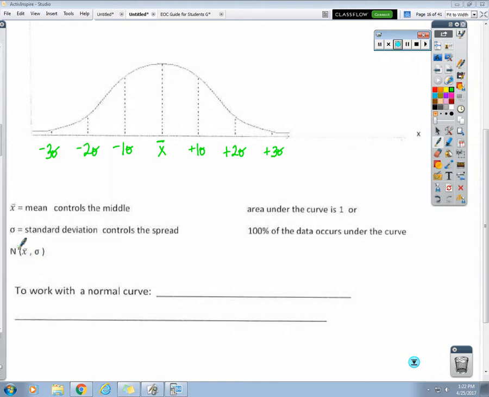And then sometimes they might write it like this, in parentheses x bar, which is the mean, comma sigma, which is the standard deviation. To work with a normal curve, you're going to place the mean in the middle, which is what we did up there. We put x bar in the middle. And we're going to add 3 standard deviations to the right, which is what we did, plus 1, plus 2, plus 3. I'm just going to abbreviate standard deviations.